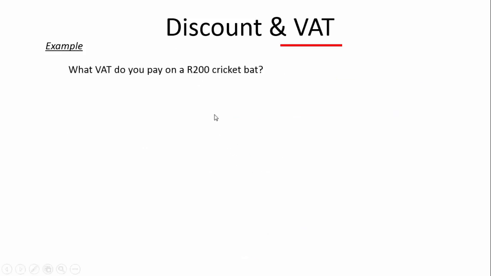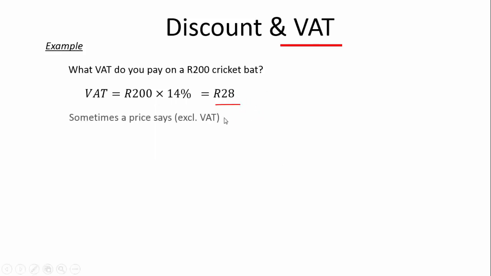Let's have a look at another example. What VAT do you pay on a 200 Rand cricket bat? So now you're buying a cricket bat. How much VAT are you paying to the government when you buy that cricket bat? The VAT is 200 Rand times 14%. So that's 28 Rand. You know how to work that out now.